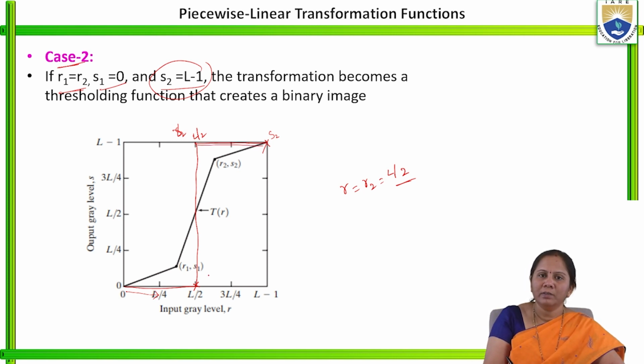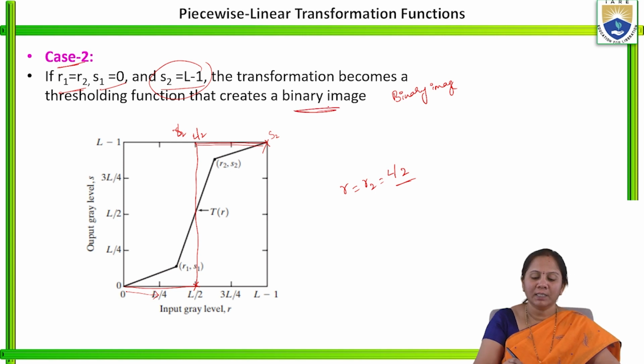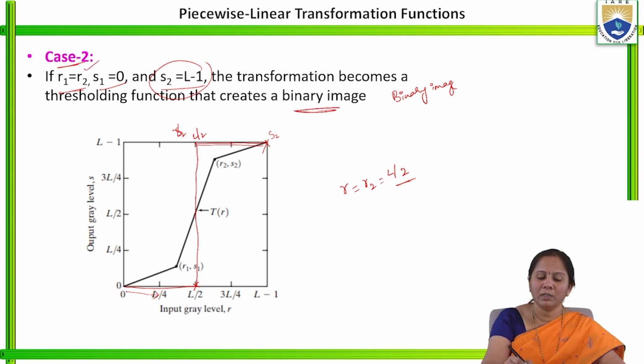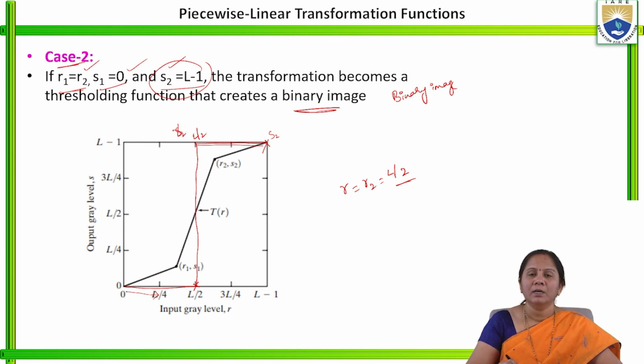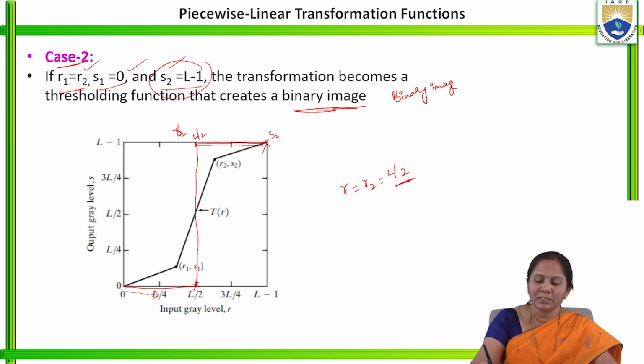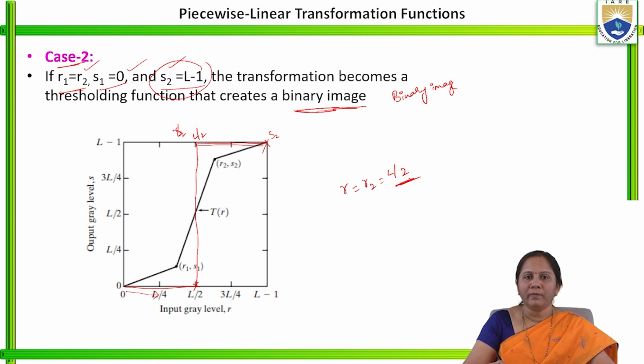So in this graph, as we have discussed in the previous slides, it represents a binary image. In such cases, whenever the values of R1, R2 and S1, S2 are selected in this manner, then after applying this piecewise transformation function, the output image we are getting will be a binary image. And this value we have considered here is the value of R1 and R2.